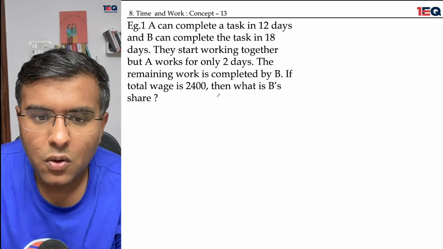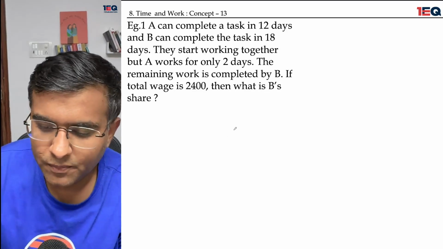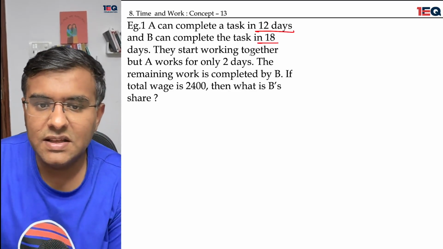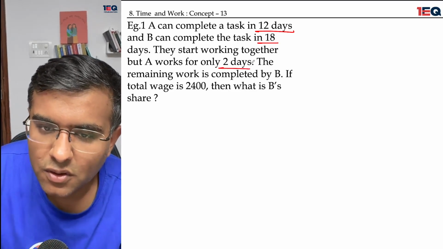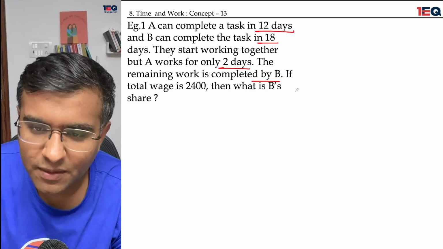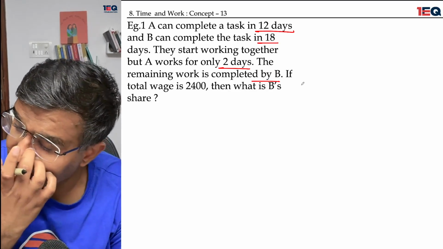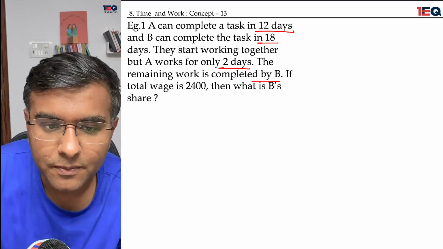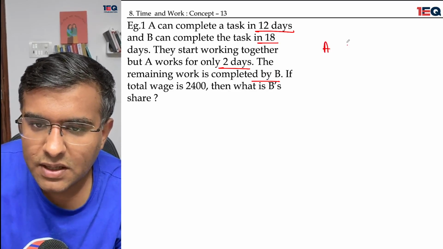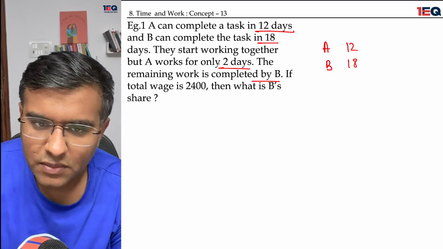Right? Now, there's another concept of when people work and when people join. So A can complete a task in 12 days, B can complete a task in 18 days. When they start working together, A works only for 2 days. The remaining work is completed by B. So we'll see for how many days the efficiency was used. This is my main point. A can complete a task in 12 days. B can complete a task in 18 days. They start working together, but A works only for 2 days.